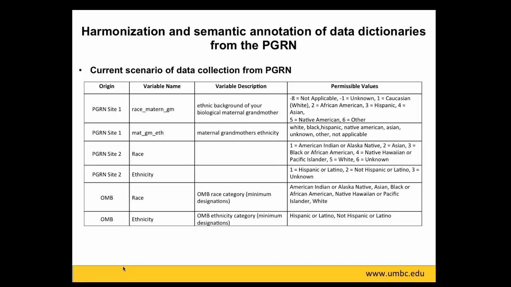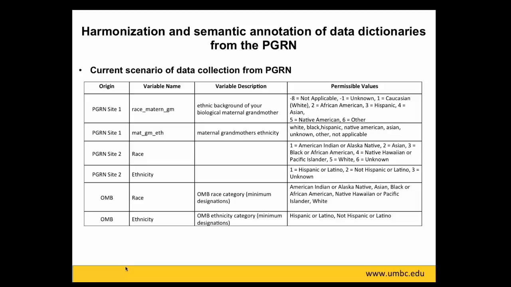This project is under the PGRN, the Pharmacogenomics Research Network. We are just one of the network resources under the PGRN. Our role is to harmonize pharmacogenomics data collected by different PGRN sites and facilitate their data reuse.